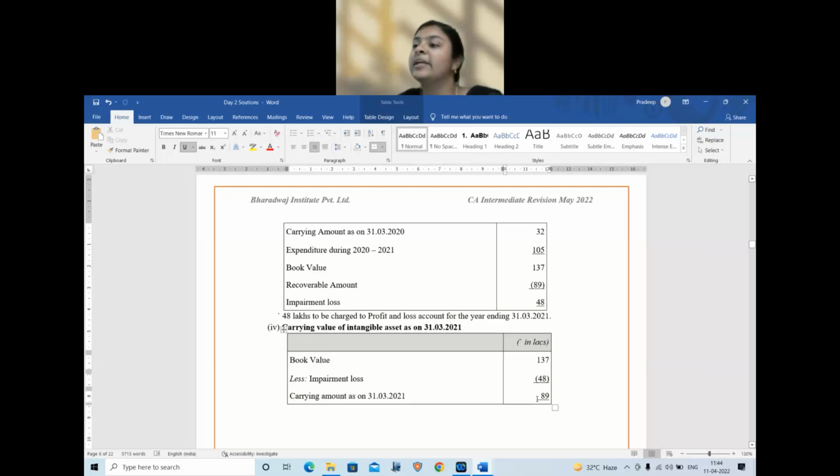For 2021, 2 financial years. 32 lakhs is for 2020. Further, 105 lakhs has been incurred for 2021. So total expense incurred is available, of which only 89 is recoverable. Okay. Is the question clear?